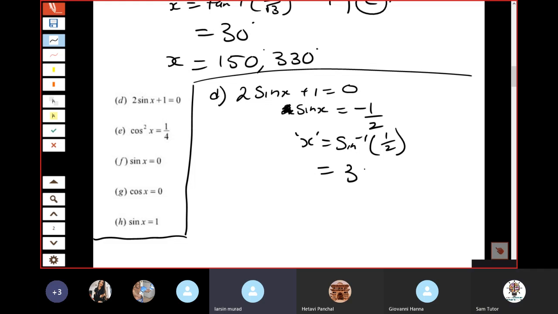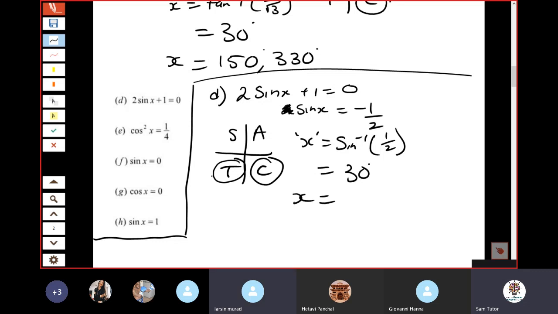30. That isn't an answer. That's why we're writing the hats. And then what do we draw? All Stations to Central. Then you ask yourself, where is sine negative? That's what you want to ask yourself. Where is sine negative? T and C. So therefore x equals, now do you remember the angle? 180 plus 30, so 210, and 360 minus 30, 330. Good job.